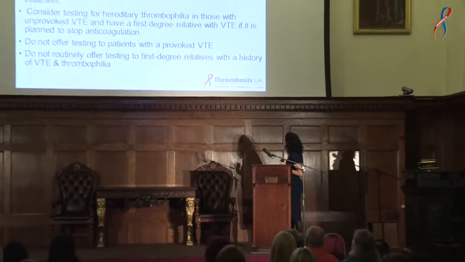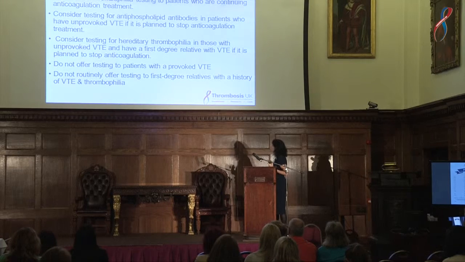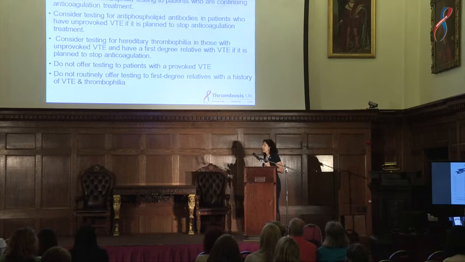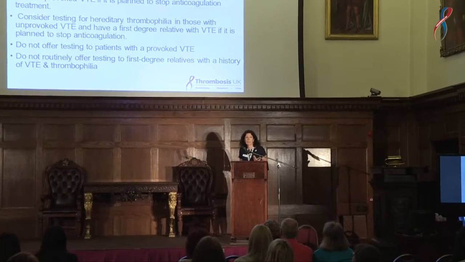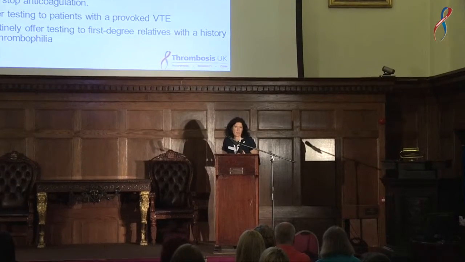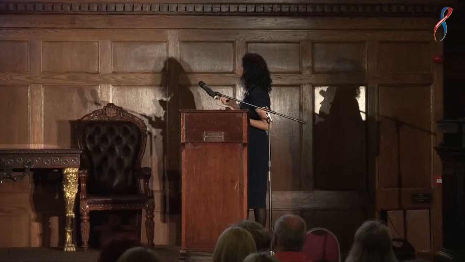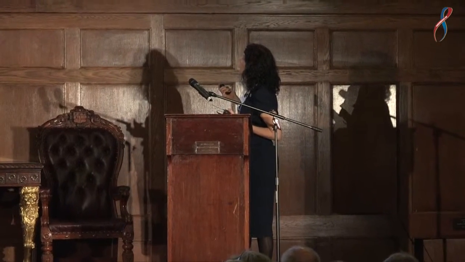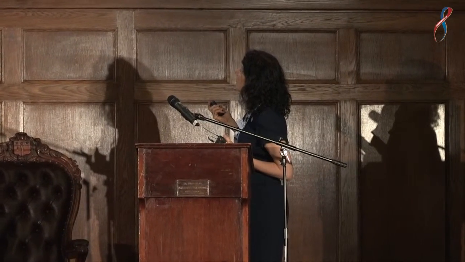It says, do not offer testing to patients with a provoked blood clot, which we know is quite safe because they shouldn't have another, and do not routinely offer testing to first-degree relatives with a history of VTE and thrombophilia. So for somebody with factor V Leiden, we wouldn't test the rest of the family. The strong family history would mean that that was enough. We would probably not need to offer thrombophilia screening.